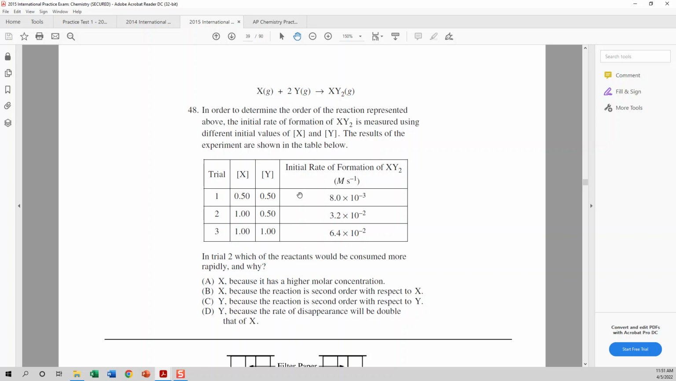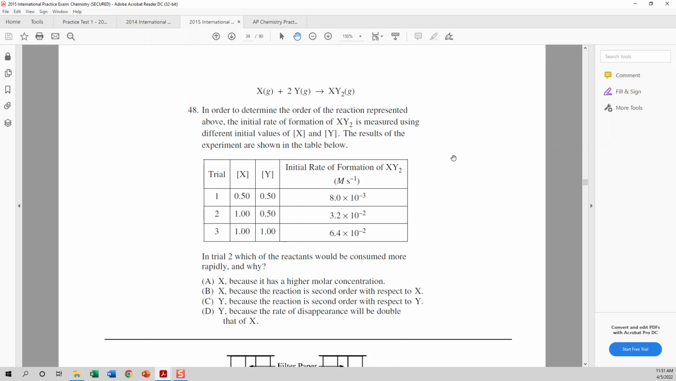Okay, but based on that chart, we know that X is second order because when we double the concentration of X, the rate quadrupled. And we know Y is first order because when we double the concentration of Y, the rate only doubled. So if we wanted to write the rate equation, we would say rate equals k times the concentration of X squared times the concentration of Y.